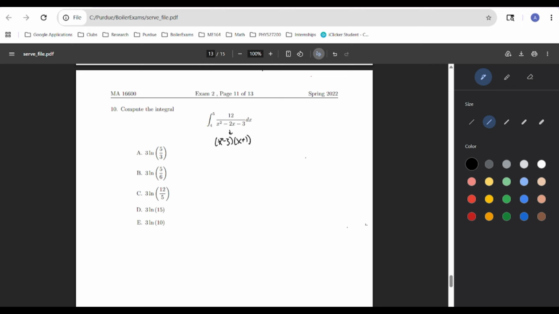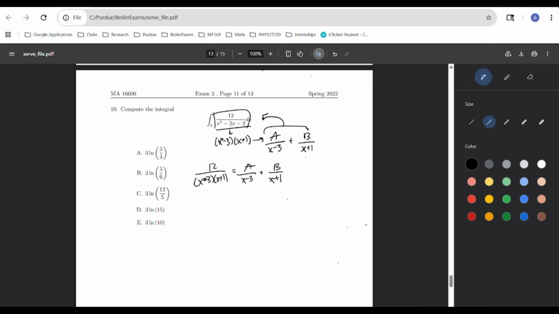Partial fraction decomposition is just to say that if I have this combined fraction here, I can reconstruct it as the sum of some constant over x minus 3 plus some other constant over x plus 1. So this should all be equal to that. So let's set them equal to each other, and we're going to solve for the constants A and B. 12 over (x minus 3)(x plus 1) is equal to A over x minus 3 plus B over x plus 1.